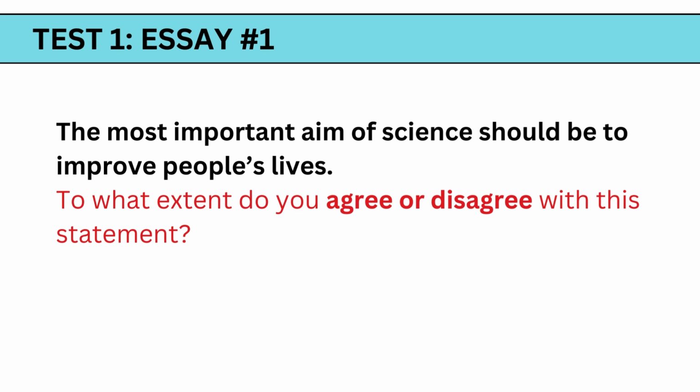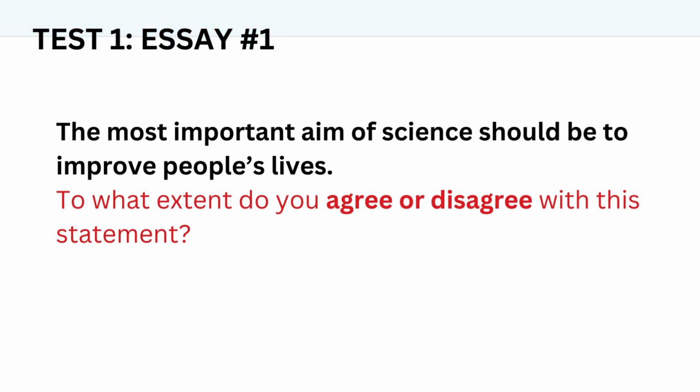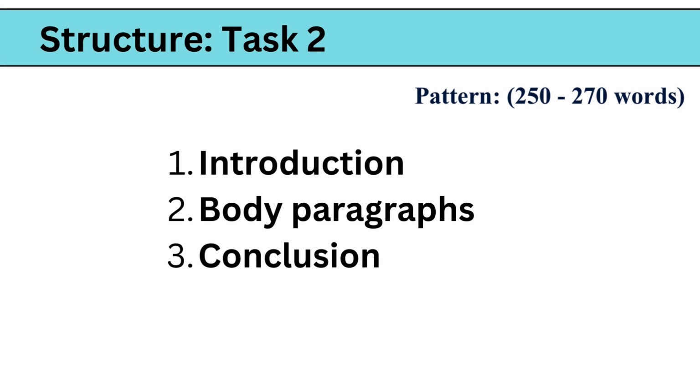It's quite straightforward statement. As I have already taught you, first of all you need to understand the statement properly and try to rephrase it in your own words, and then understand the requirement and what they are asking for. So what we get from the statement is that science should improve people's life, that should be the important aim of science. So we know the basic structure of any essay. There should be an introduction, body paragraphs and a conclusion. This is the basic pattern of any essay. There should be a proper introduction, then supporting body paragraphs, and then a conclusion.